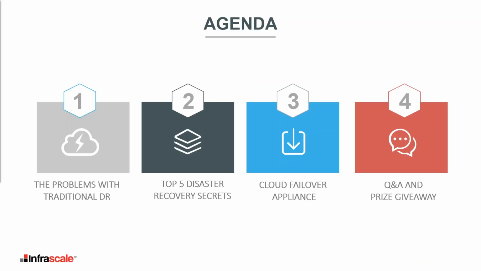So we are talking about disaster recovery here. First we're going to talk about some of the problems with traditional DR. Then we're going to move into the top 5 disaster recovery secrets. I'm going to introduce the Cloud Failover Appliance, and then we'll do the Q&A and the prize giveaway. We have about a 30-minute presentation, and then we'll do the Q&A and giveaway. So in total, probably about 45 minutes today.